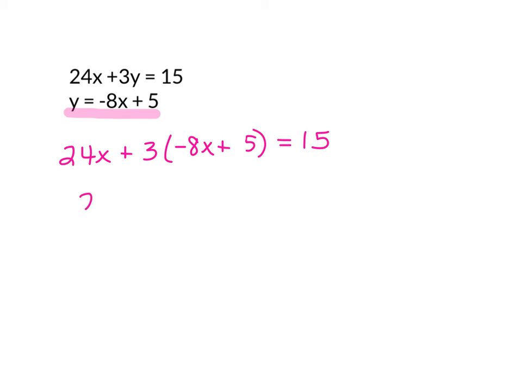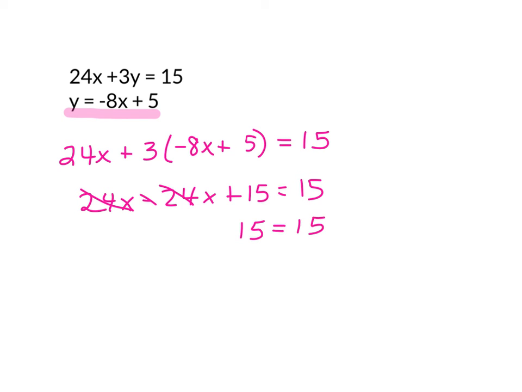When I distribute here, I get 24x minus 24x, so another one of these weird things is happening. Plus 15 equals 5. And again, we have those additive inverses of each other. That's a zero pair. And I end up with 15 equals 15 here, which is a true statement.